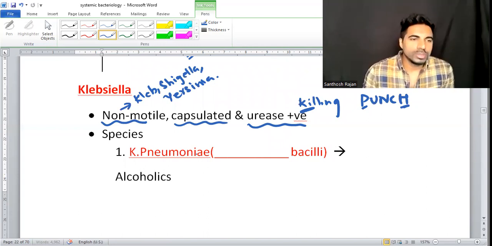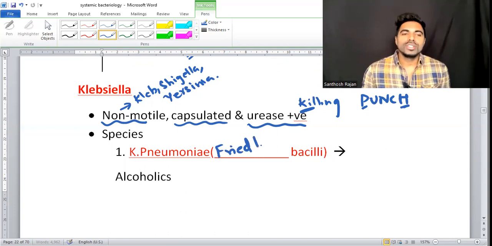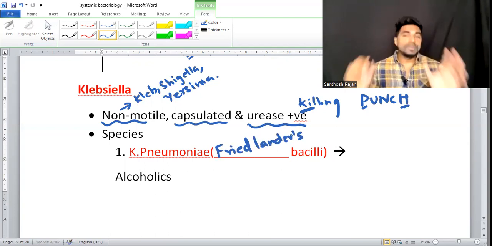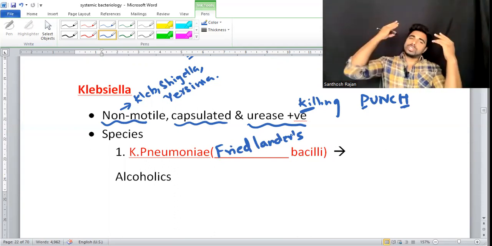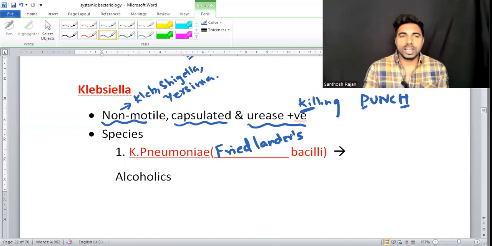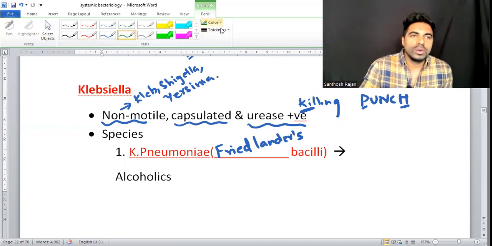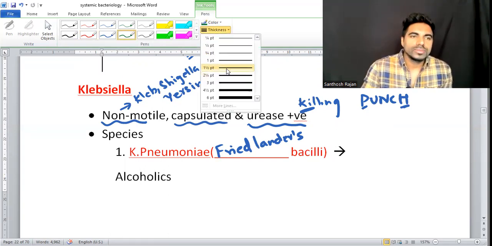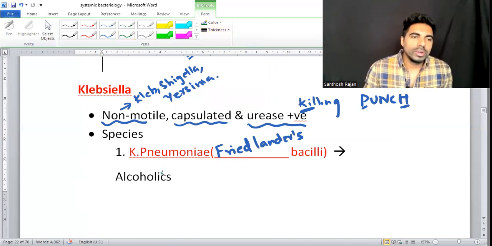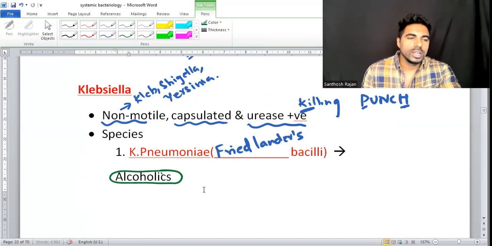Now, Klebsiella pneumoniae. It is called Friedlander's bacillus. When you drink alcohol, what do you like to eat? Fried items, they're tasty. So Friedlander basically. Klebsiella pneumonia should remind you of alcohol, because it's common in alcoholics. In questions it comes like this: an alcoholic patient has this and he got pneumonia. So remember it's Friedlander basically. It's common in alcoholics, which is very, very common. Okay, got it?